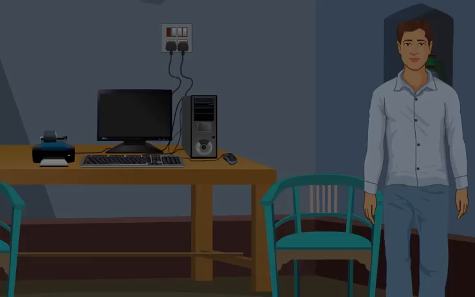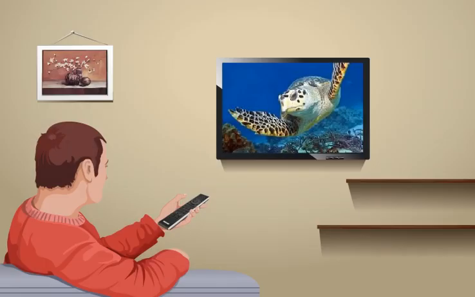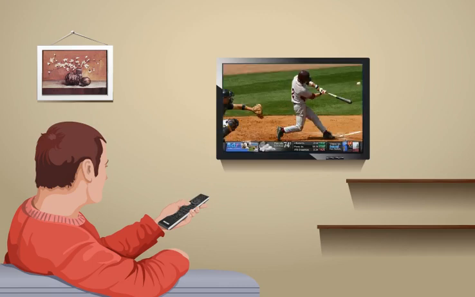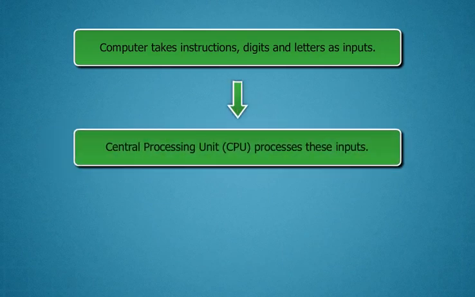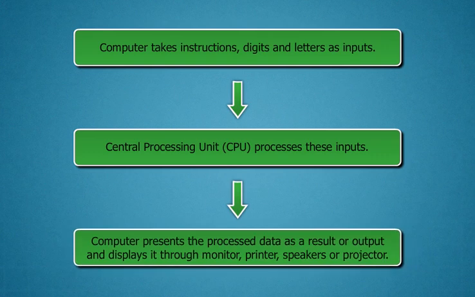Let us see. We know that any machine or device works on instructions being provided and gives us the desired output based on the instructions. Similarly, a computer also takes instructions. It takes instructions, digits and letters as its inputs. Then, the Central Processing Unit or CPU processes these inputs. Finally, the computer presents the processed data as a result or output and displays it through a monitor, printer, speakers, or projector.